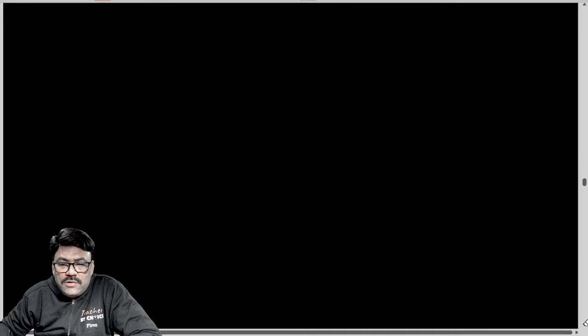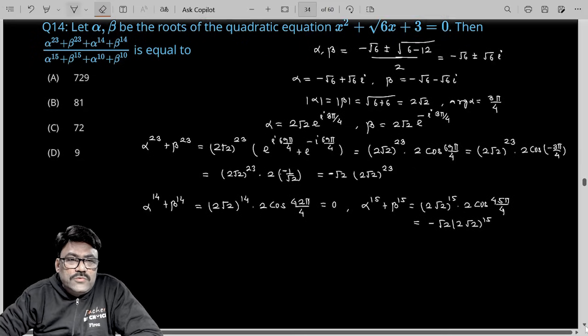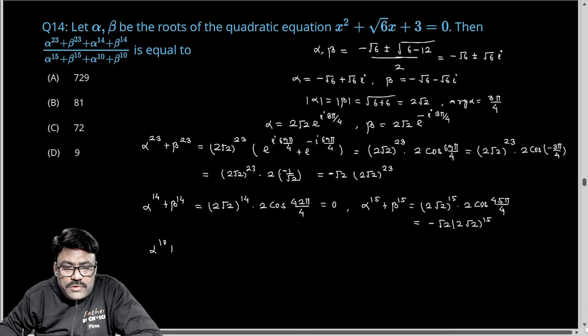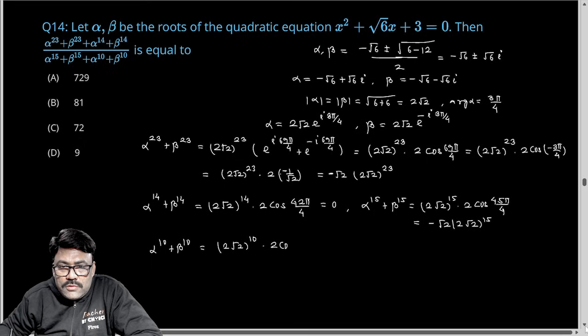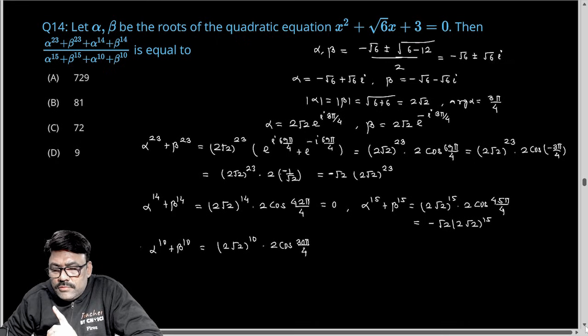And finally, if I check the value of alpha raised to 10 plus beta raised to 10, so this is 2 root 2 raised to 10, then 2 cos 30 pi by 4. And this is 15 pi by 2, an odd multiple of pi by 2, so this one will be 0.